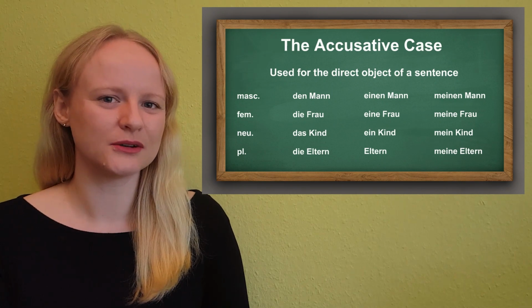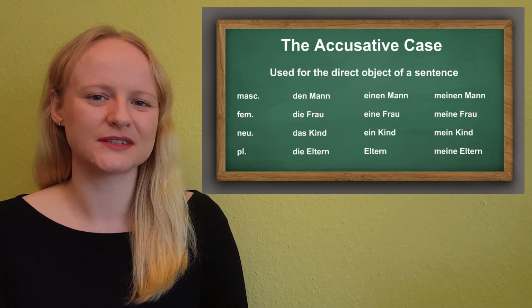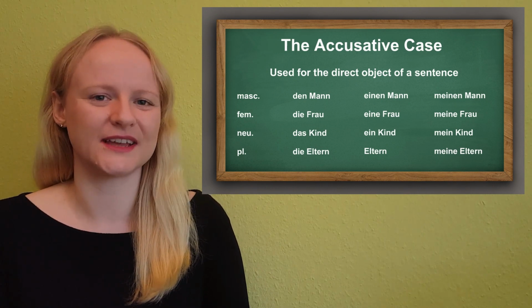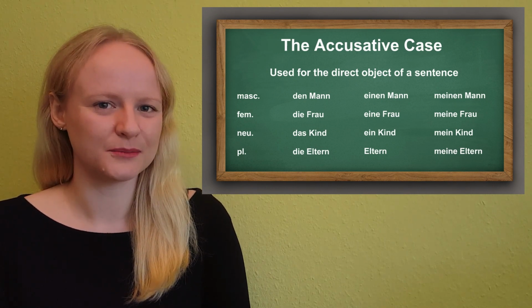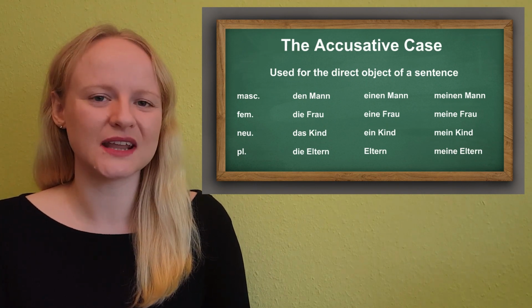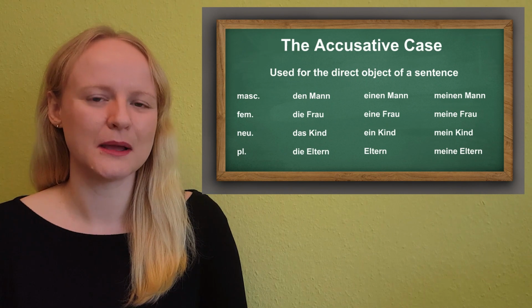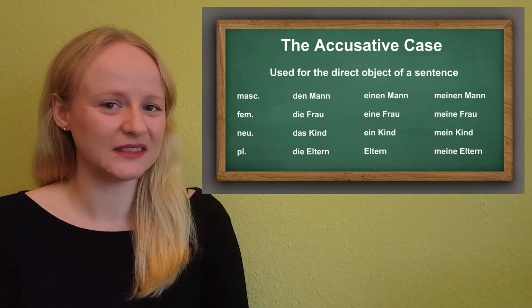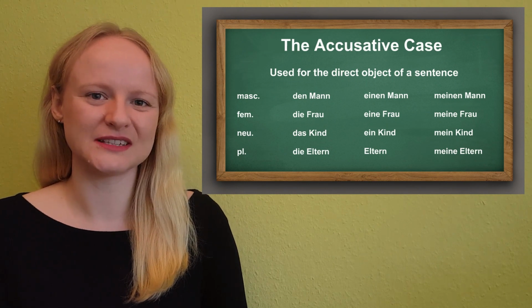And for plural, it looks very much like for feminine nouns, simply adding an E to the end. Meine Eltern. Eltern, because there is no plural form for indefinite articles, just the noun itself. And meine Eltern, again with an E at the end. And that is already the accusative case for nouns.